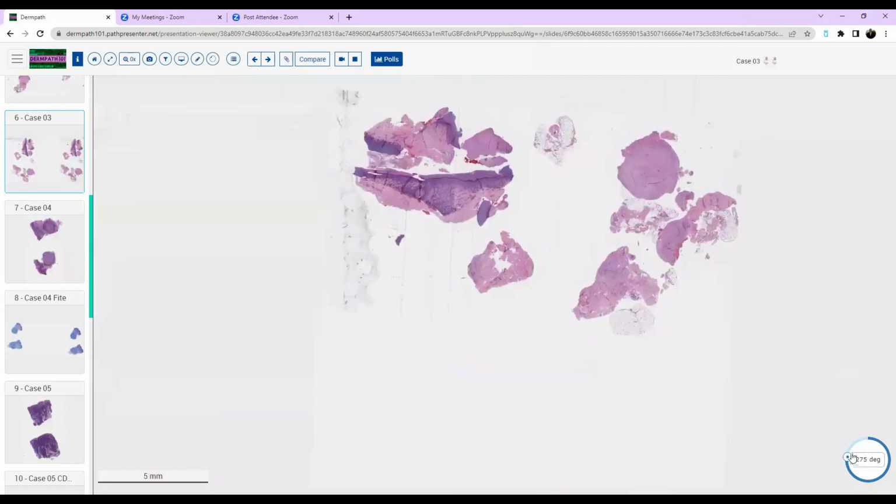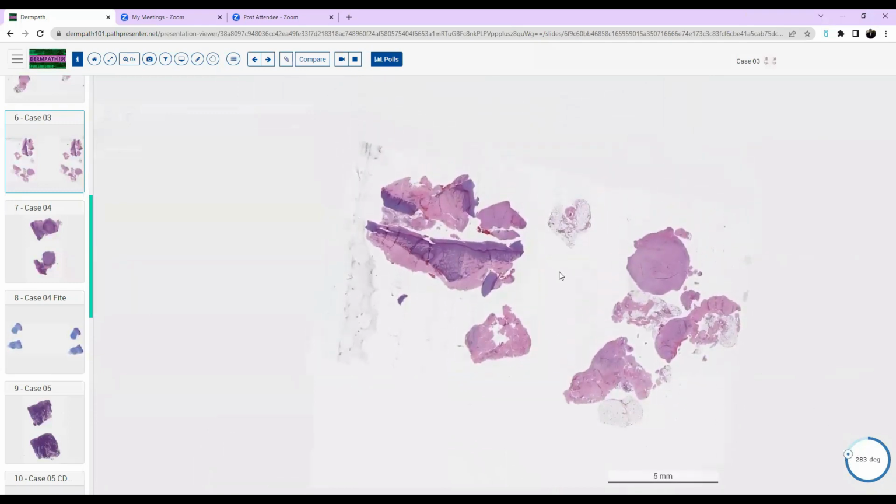So here, it looks like we kind of have an excisional biopsy maybe that fell apart.